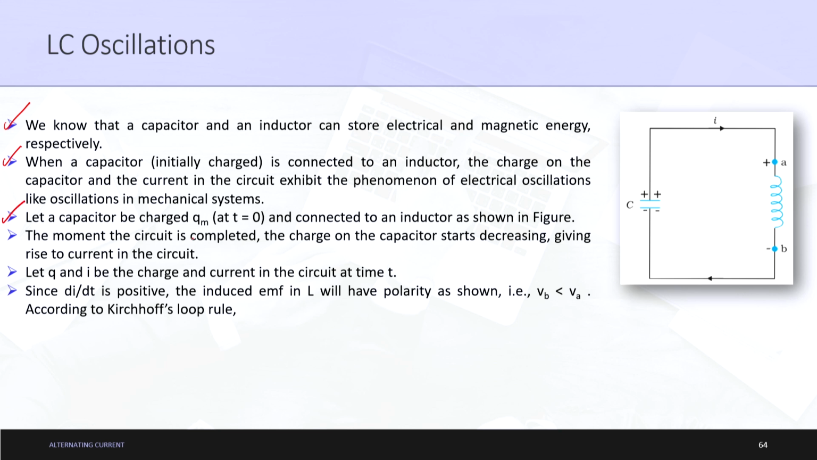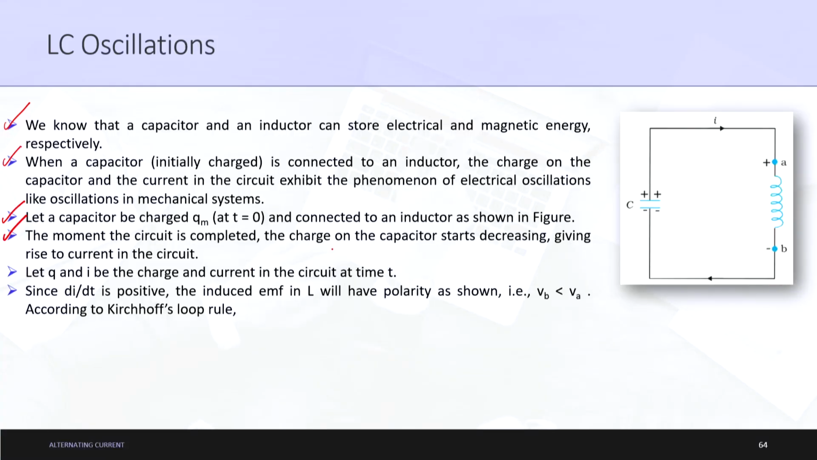Let a capacitor be charged. Now, let us try to understand it mathematically, so that we can understand this oscillations concept more clearly. Let a capacitor be charged Qm at t is equal to 0 and connected to an inductor as shown in this figure. Okay. The moment the circuit is completed, the charge on the capacitor starts decreasing, quite evident. There will be a flow of current, and as there is a flow of current, that means there is flow of charges. These charges were stored in the capacitor, therefore there will be a decrease in the charge on the capacitor.